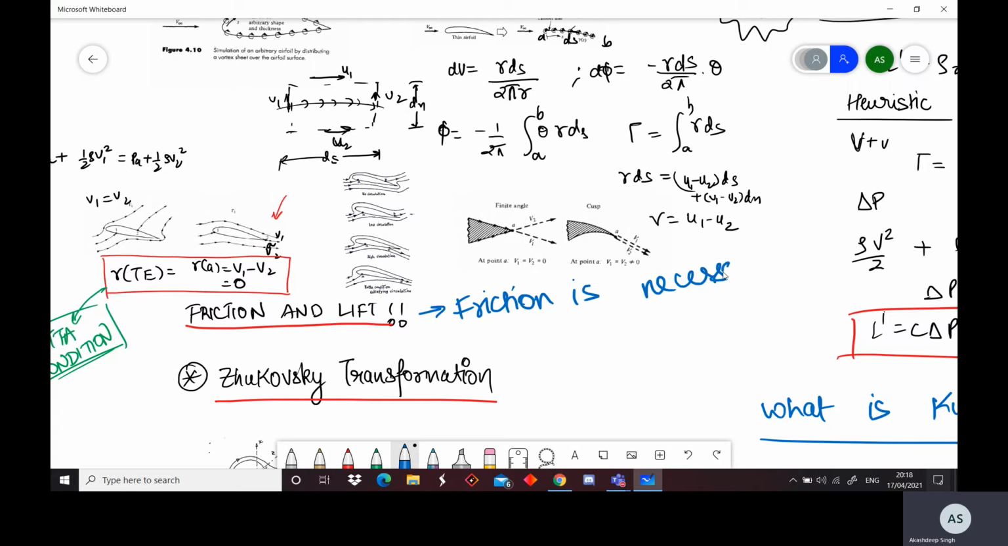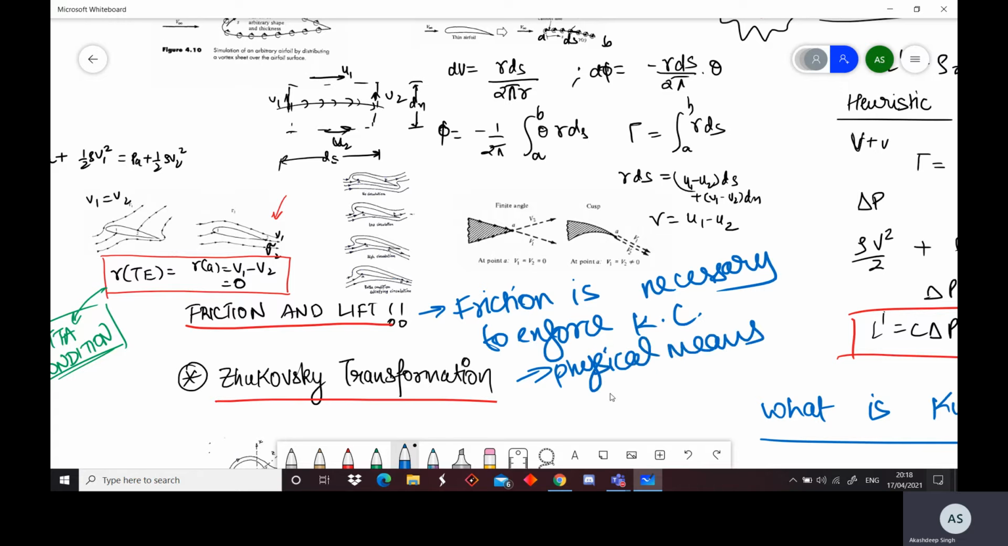Friction is necessary to enforce the Kutta condition. It is a physical means, the only physical means to enforce the Kutta condition. Without this, even in an inviscid world, it would not have been possible.